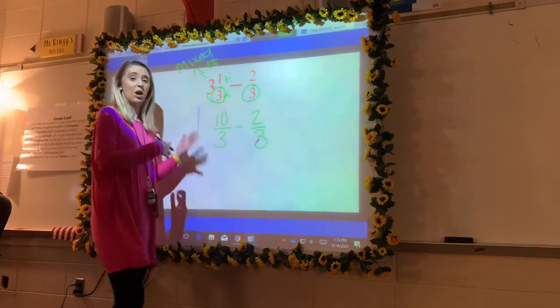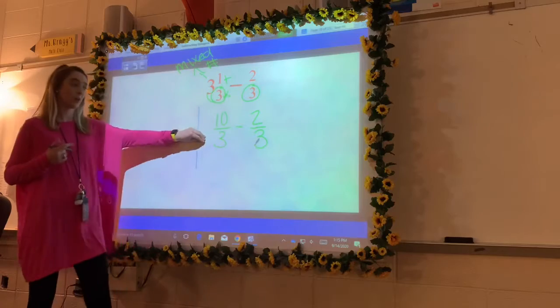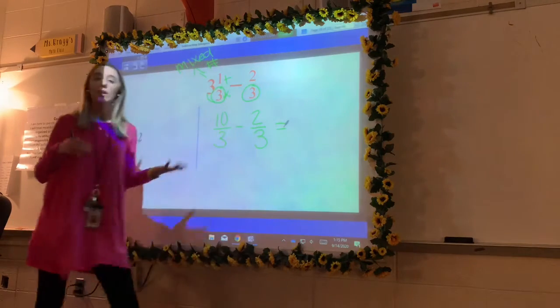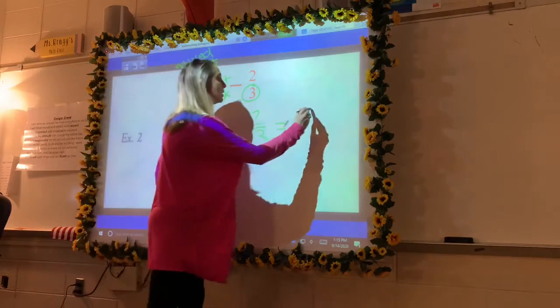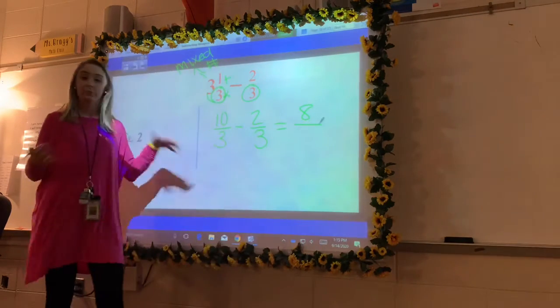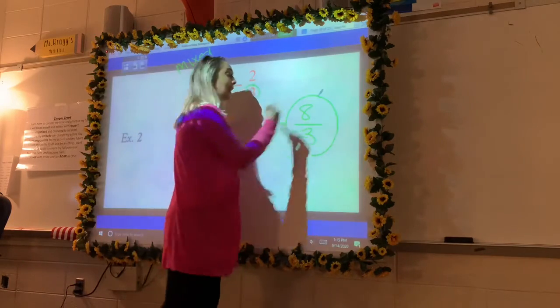If we look at this one, our signs are the same. However, we still have our small being taken away from our big, so we can subtract this one like normal. So 10 minus 2 would give us 8. Our denominators are the same, so we didn't have to do any extra work, and we would leave the 3. So our answer would be 8/3.